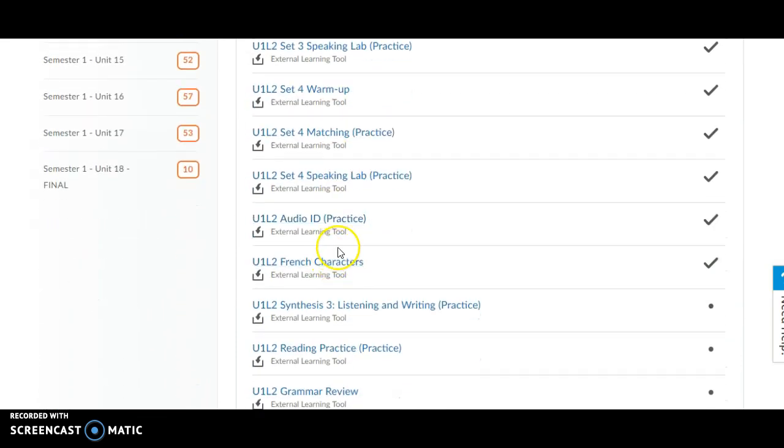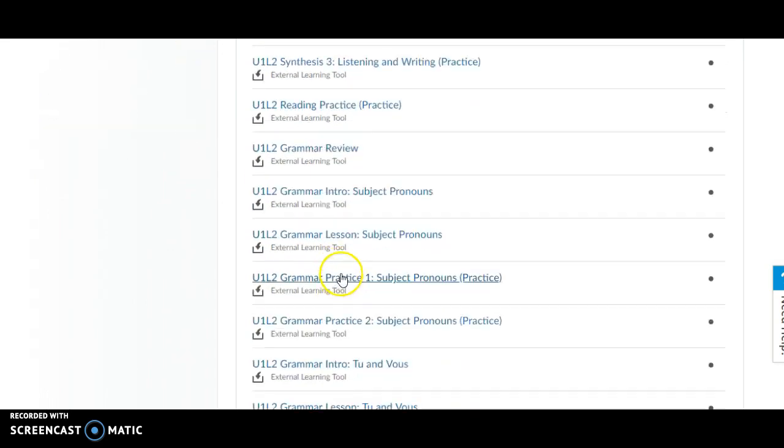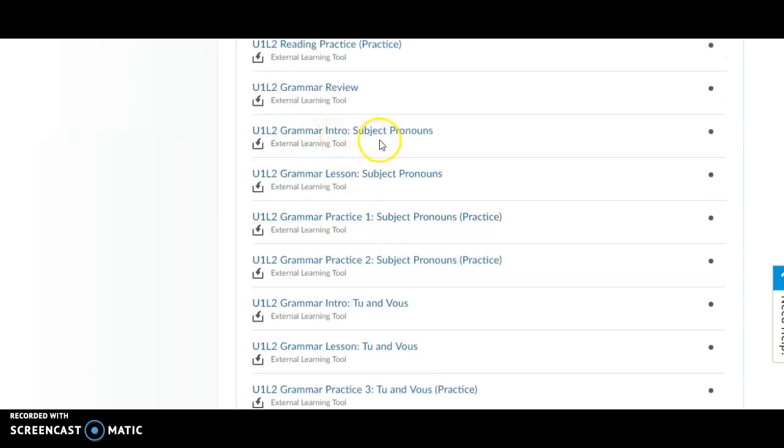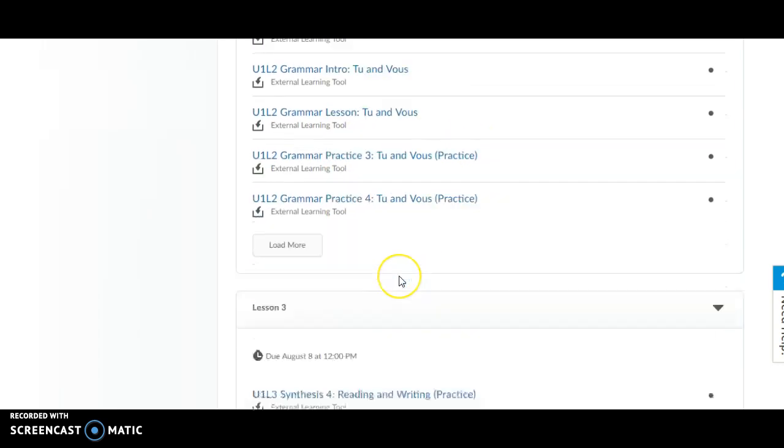Unit 1, Lesson 2 is also the same. Lesson 1 is usually vocabulary. Lesson 2 is where you get into grammar, and grammar is very important as well. In Lesson 2, for example, in this first unit, you learned about subject pronouns, which is how to say I am, you, he, she, we, they, those kinds of things.